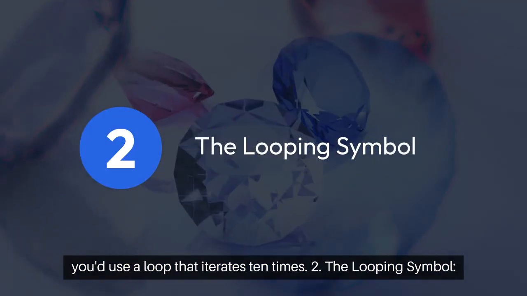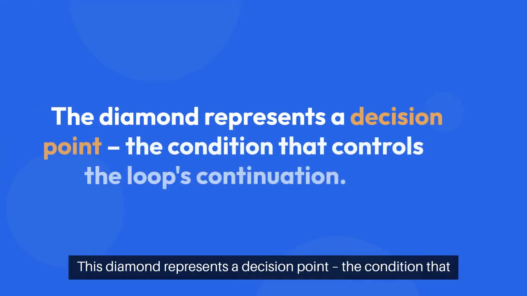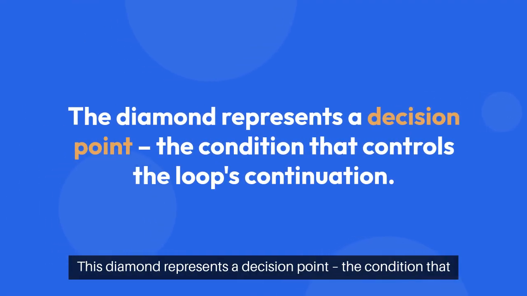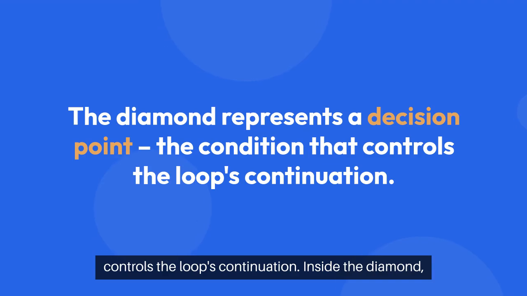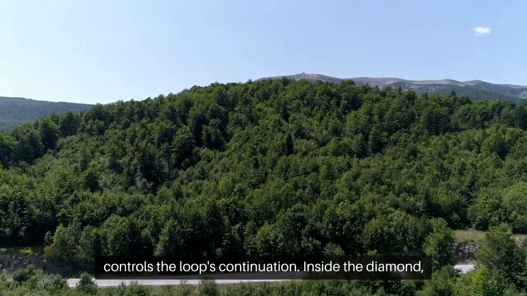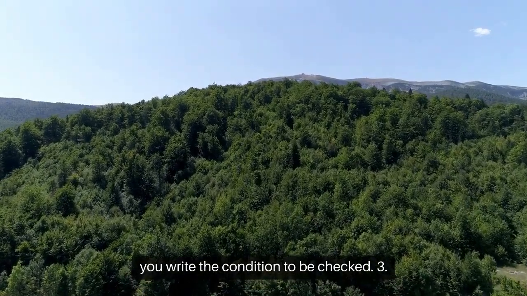The looping symbol. The most common looping symbol is a diamond shape. This diamond represents a decision point, the condition that controls the loop's continuation. Inside the diamond, you write the condition to be checked.